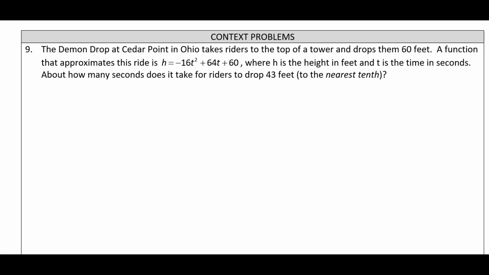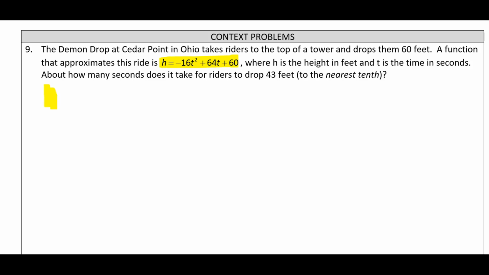So number 9 says the Demon Drop at Cedar Point in Ohio takes riders to the top of a tower and drops them 60 feet. A function that approximates this ride is h equals negative 16t squared plus 64t plus 60. So this is really important, the fact that they actually gave us an equation.